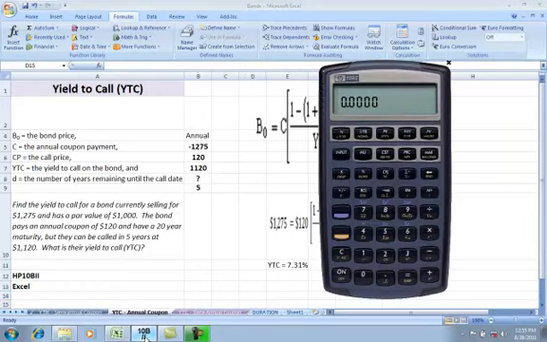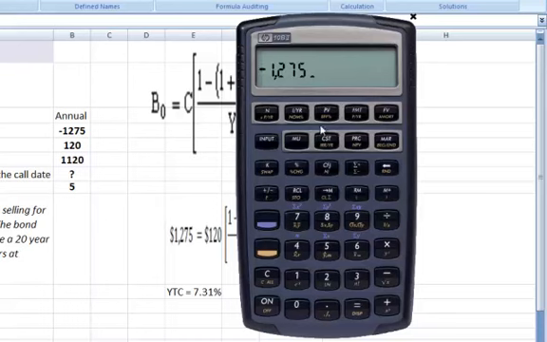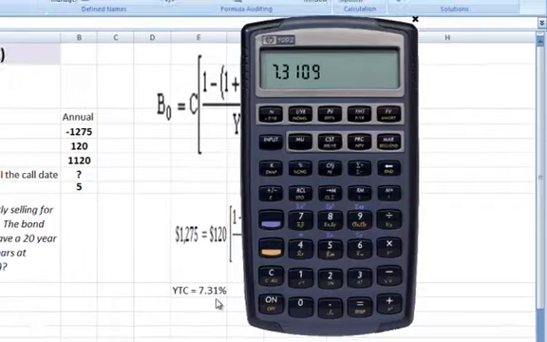Now let's go ahead and attempt this one here. Find the yield to call for a bond currently selling for $1,275 and has a par value of 1,000. The bond pays an annual coupon of $120 and has 20 years to maturity, but can be called in 5 years at a premium future value. Therefore, depress the interest rate per yield, and we get the 7.31.